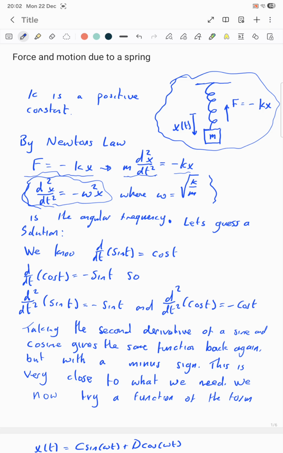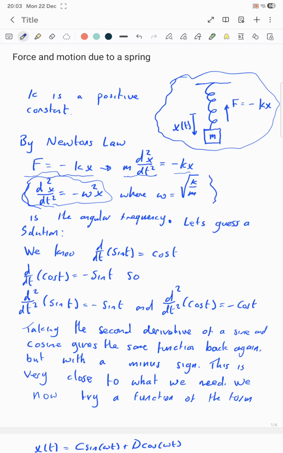Now we start by guessing a solution. We know that the derivative of sine of t equals cosine of t, and the derivative of cosine of t equals negative sine of t. So the second derivative of sine of t equals negative sine of t, and the second derivative of cosine t equals negative cosine t. Taking a second derivative of the sine and cosine gives the same function back again, but with a minus sign. This is very close to what we need.